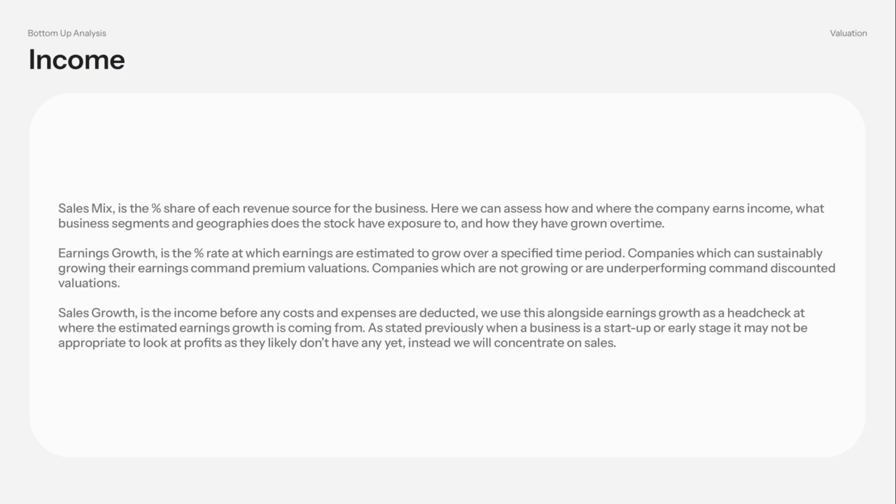Companies which can sustainably grow their earnings command premium valuations. Companies which are not growing or are underperforming command a discounted valuation. Sales represents the income before any costs and expenses are deducted. We use this alongside earnings growth as a check on where the estimated earnings growth is coming from.